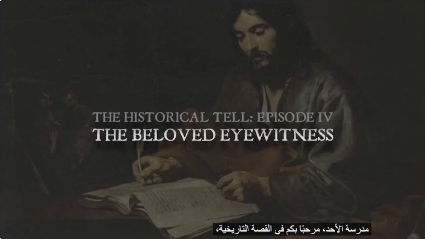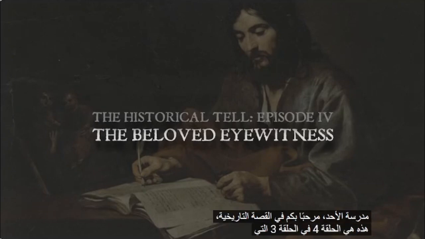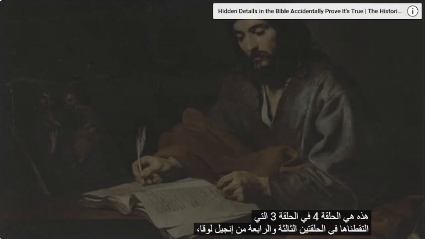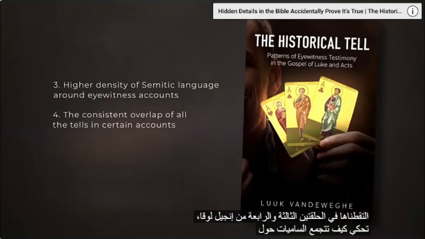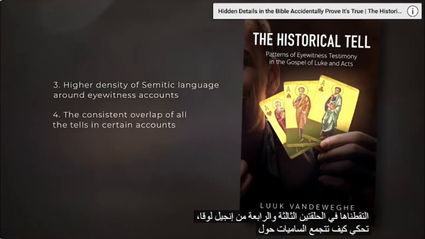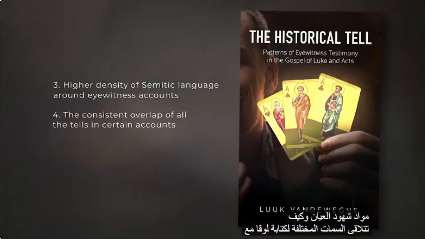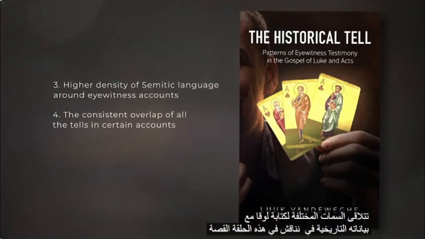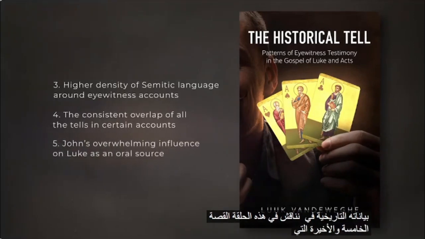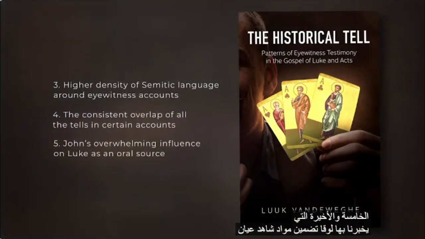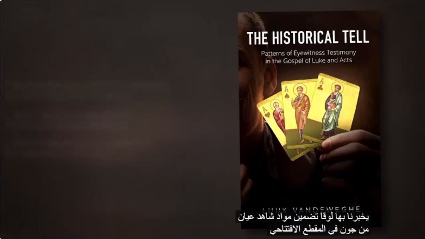Welcome to the Historical Tell. This is episode 4. In episode 3, we picked up on the 3rd and 4th of Luke's tells, how Semitisms cluster around eyewitness material, and how various features of Luke's writing converge with historical data. In this episode, we're discussing the 5th and final tell, that Luke includes eyewitness material from John.